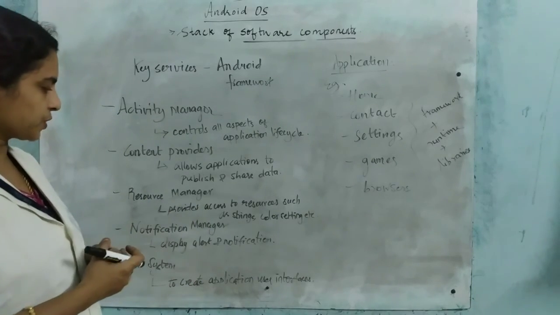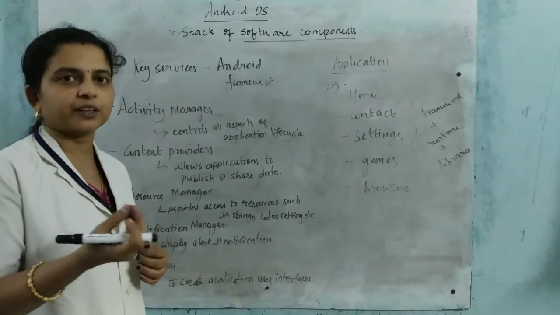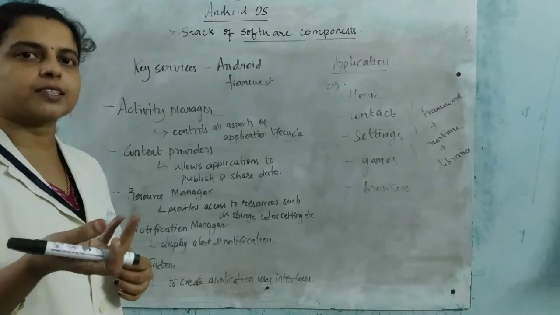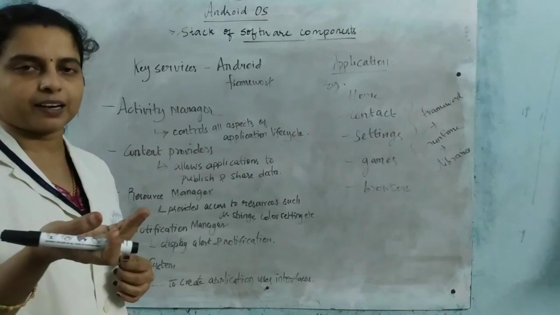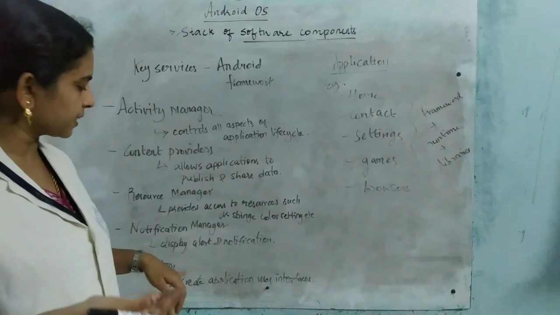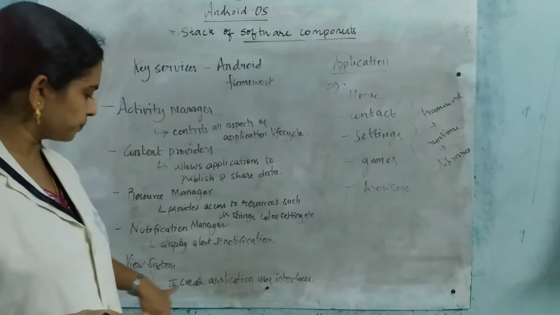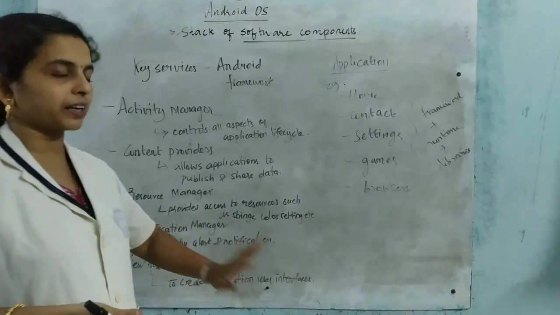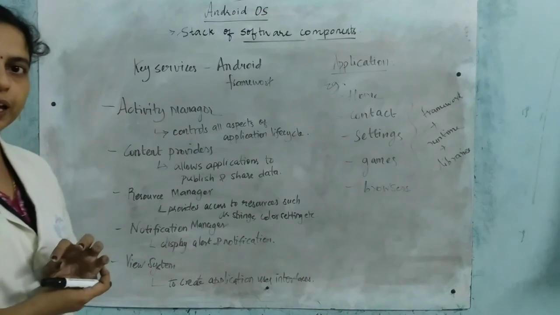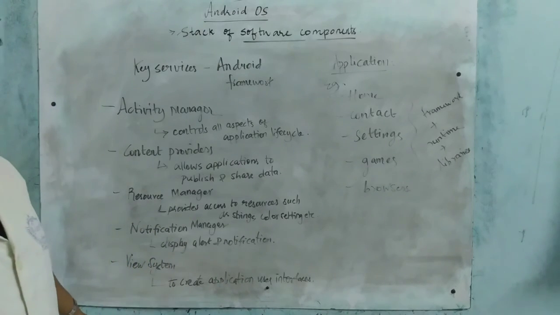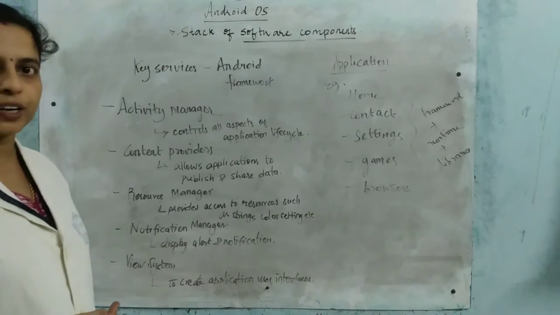Then notification manager, which displays alerts and notifications. So some alerts and notifications are there in your mobile devices, right? So that is taken care of by this notification manager. And view system, to create application user interfaces. So these are some of the key services done by the Android framework.